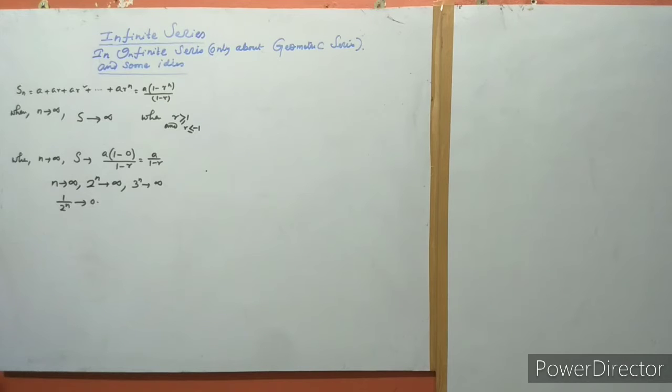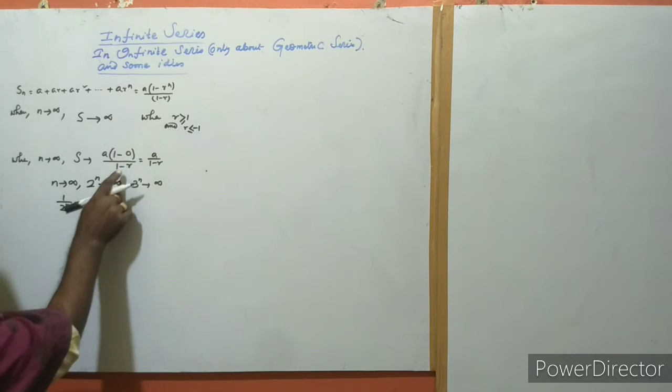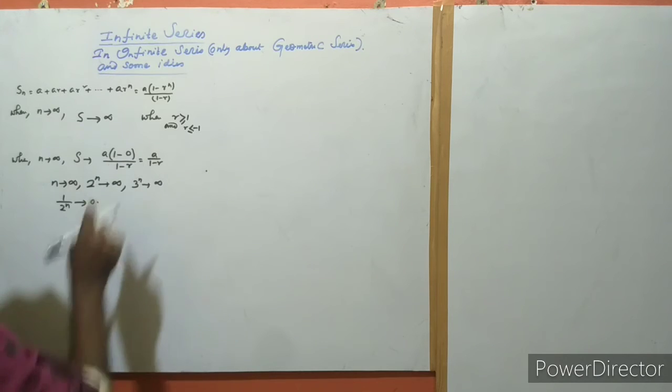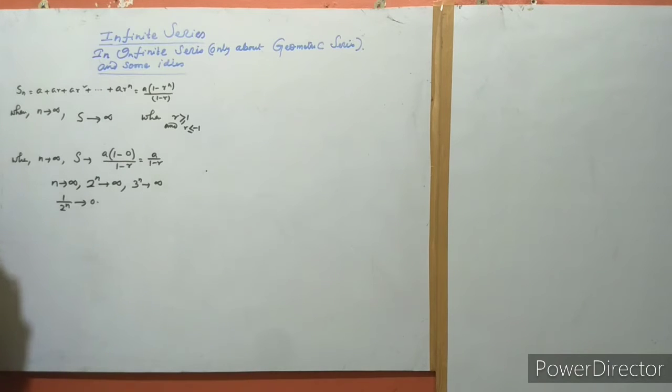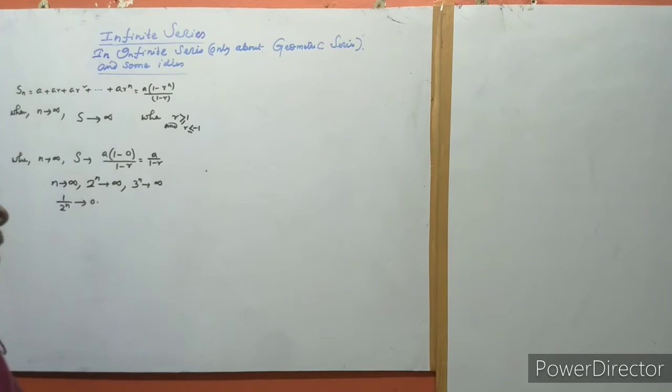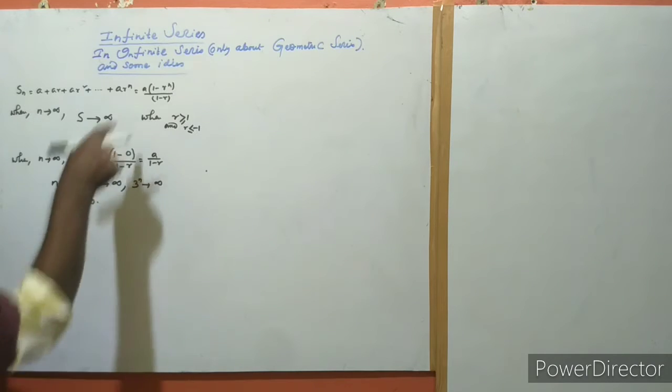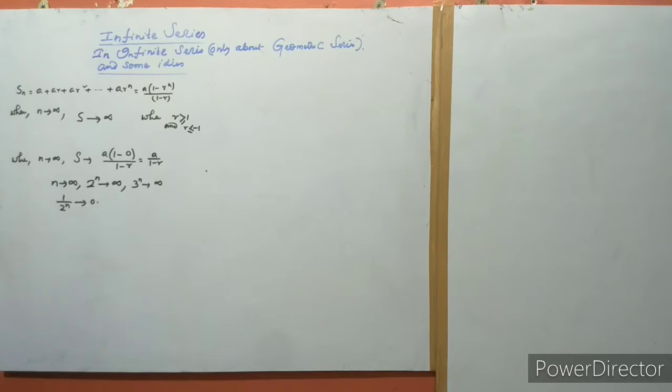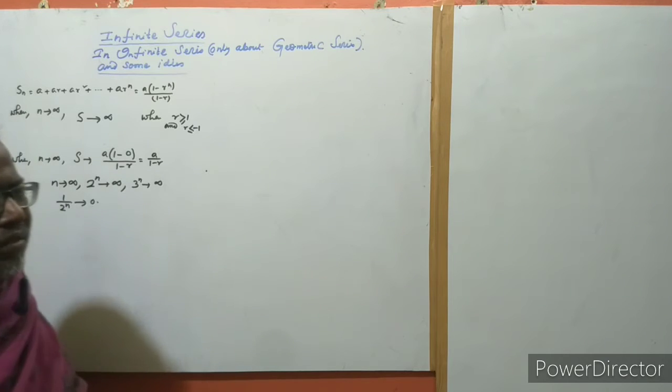See again, if it is less than minus 1, that is minus 1, minus 2, minus 3, then it goes to negative, positive, negative, positive alternately, so it is not countable. Okay, so it goes to infinity.